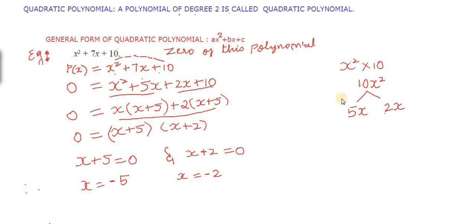Don't worry, we'll verify it. How to verify? We need to substitute these x values, minus 5 and minus 2, in this p of x, that is x square plus 7x plus 10. If you substitute them, this entire expression should become 0. If it becomes 0, then our answer is correct. If it is not 0, then our answer is wrong. Okay, so we'll check it.